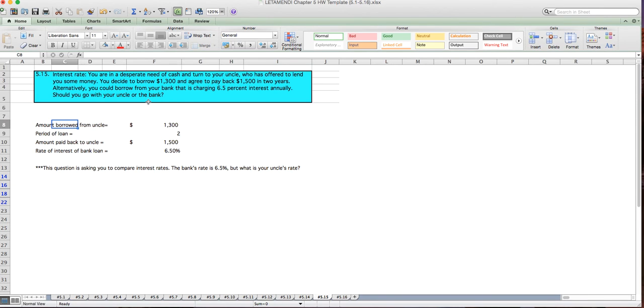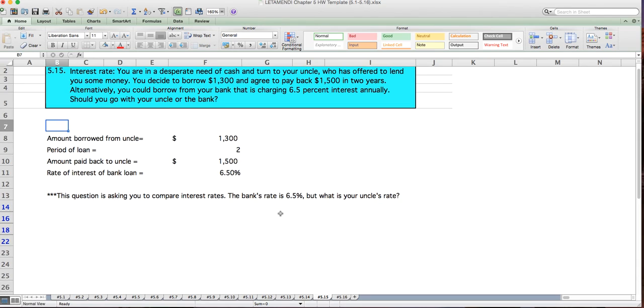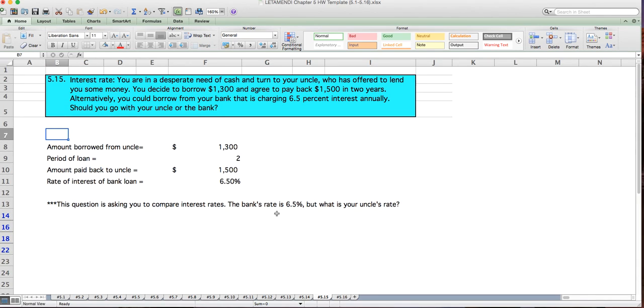So let's isolate the facts. The amount being borrowed from the uncle is 1,300. The period of the loan is 2 years. The amount to be paid back to your uncle is 1,500. And the rate of interest that the bank loan is charging you is 6.5. So the question is just asking you to compare interest rates. Since we know that the bank's interest rate is 6.5%, what we're really trying to do is find out what your uncle's interest rate is.